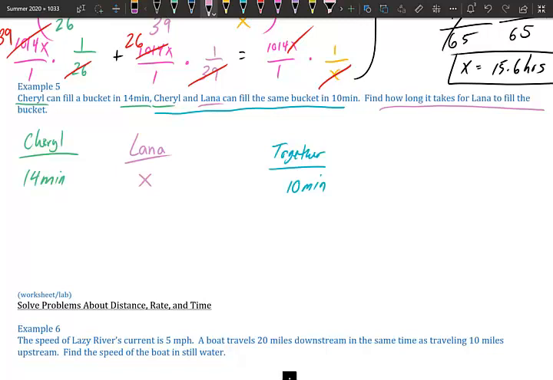I'm doing 1/14 of that bucket per minute. So we have 1 over 14 plus 1 over x, and that equals 1 over 10. So same thing, let's find our common denominator. So our common denominator is 10 times 14 times x. That's just multiplying them together, which is 140x. So we're going to multiply everything by 140x.